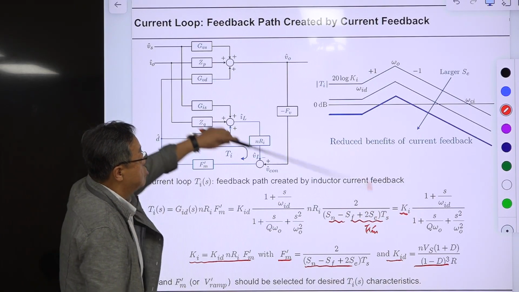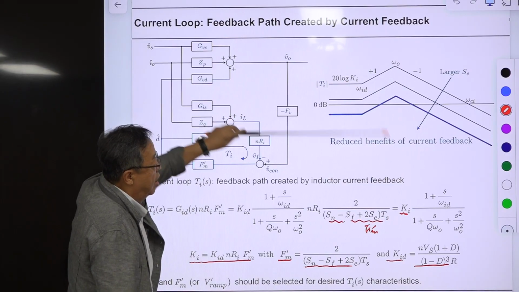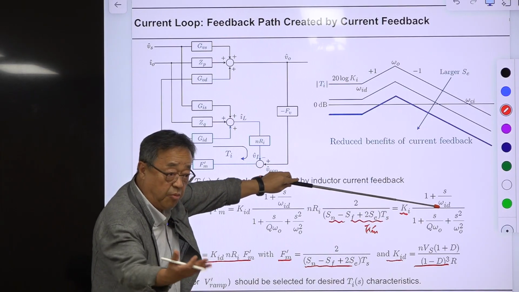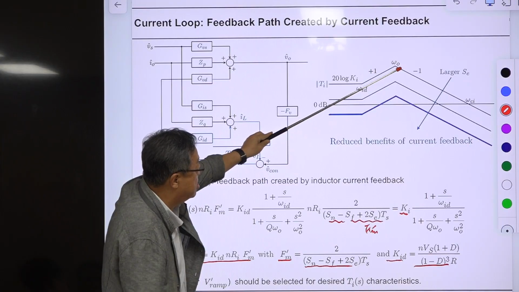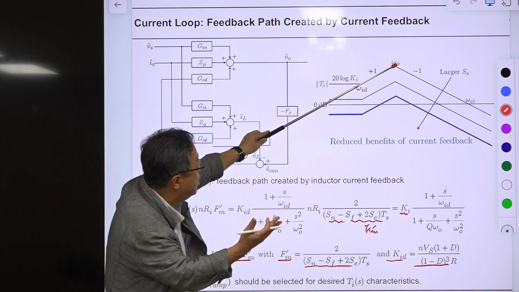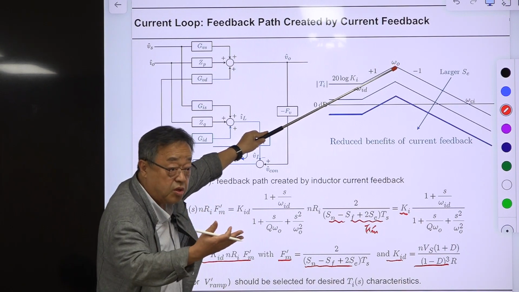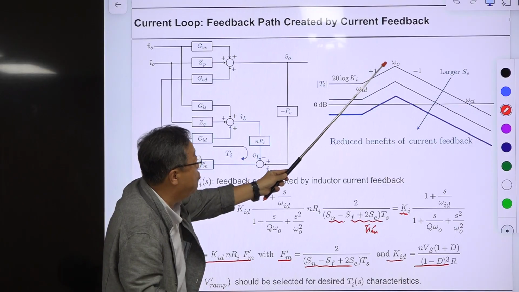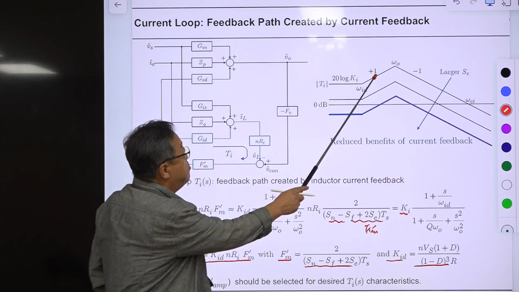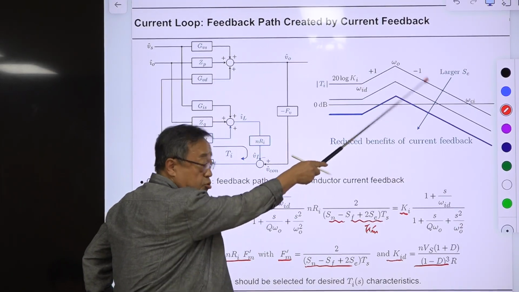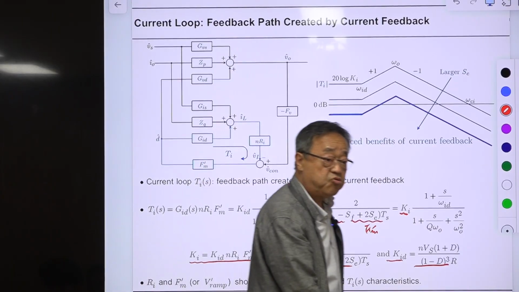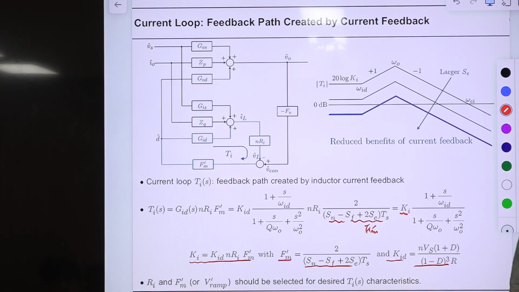Then just take a look at this. This is the low frequency asymptote, and this omega ID comes first. So the slope is increased by 1. That means it becomes a +1 slope, which means a 20 dB increase per decade. Then you have the double pole here. Then this +1 slope becomes -1, which means a -20 dB per decade slope. So this is the structure.